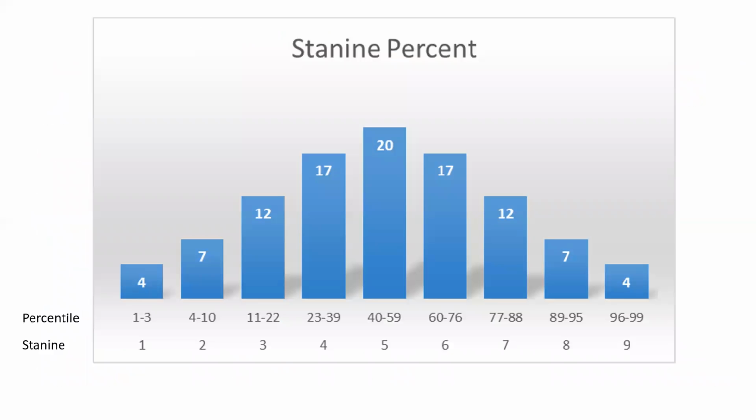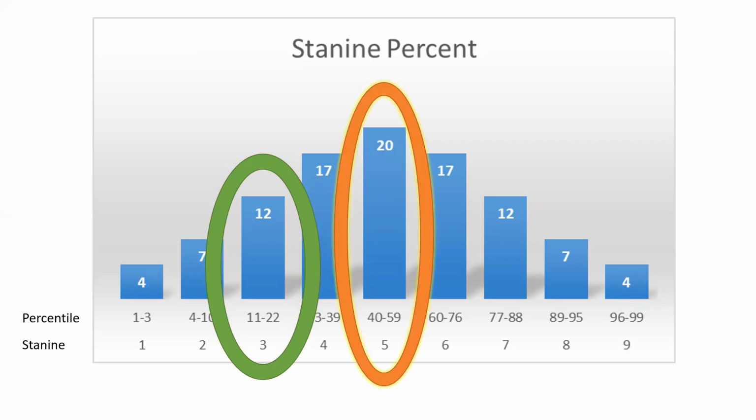This chart shows how Stanines are broken down into 9 parts. Each percentile rank is broken into a range and is divided into one of the 9 Stanine groups. The numbers on the bars, 4, 7, 12, 17, and 20, etc., are the percentage of students whose scores fall into each Stanine. For a Stanine 3, 12% of students will fall into a Stanine 3 category based on their percentile rank between 11 and 22.